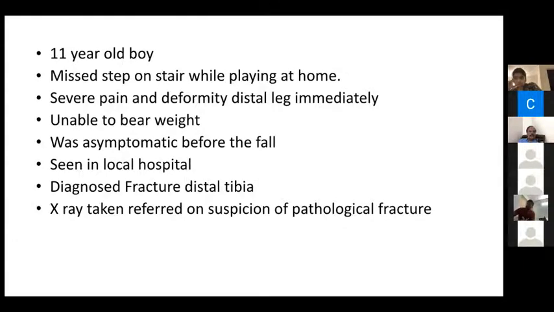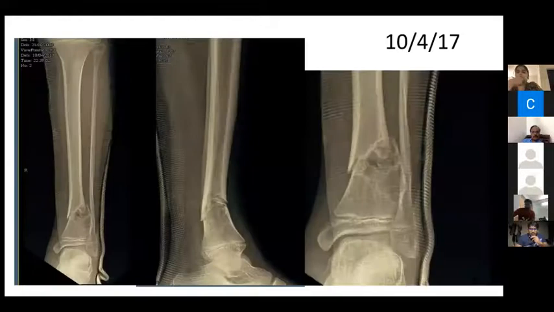Okay, read this. Sir, an 11-year-old boy missed a step on a stair while playing at home. Had severe pain and deformity to the distal leg immediately. Unable to bear weight, was asymptomatic before the fall, and he went to a local hospital and was diagnosed to have a fracture of the distal tibia. X-ray taken, referred on suspicion of a pathological fracture. So that is the X-ray. Read the X-ray now.